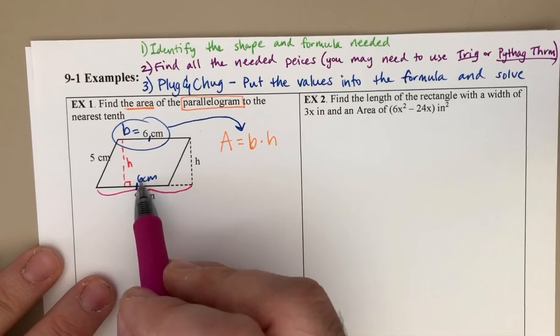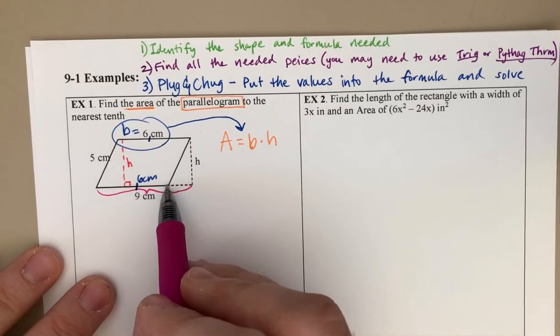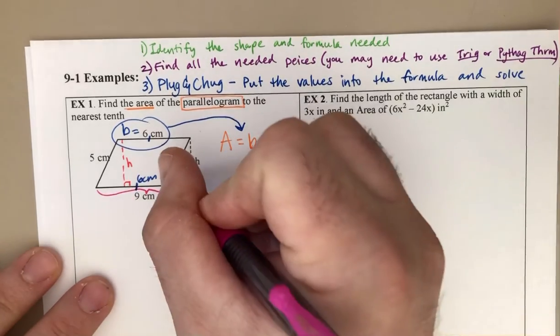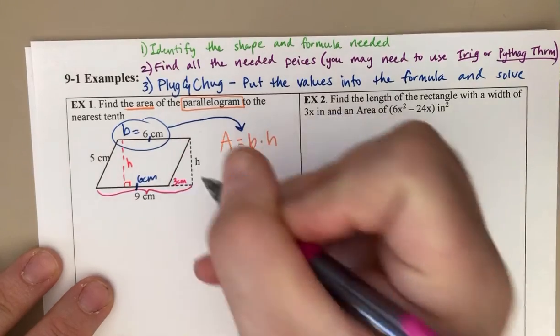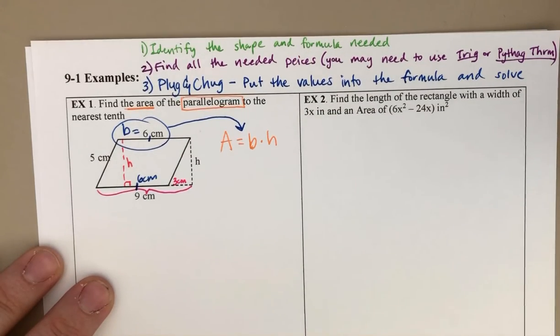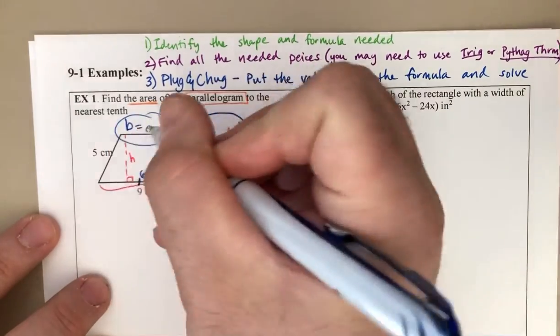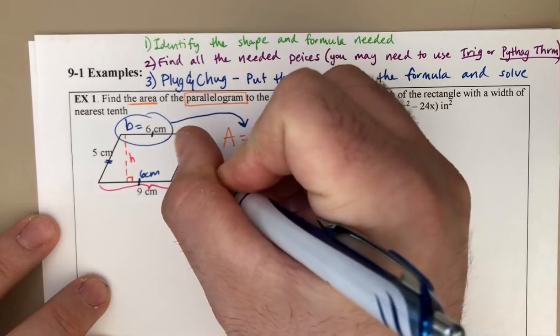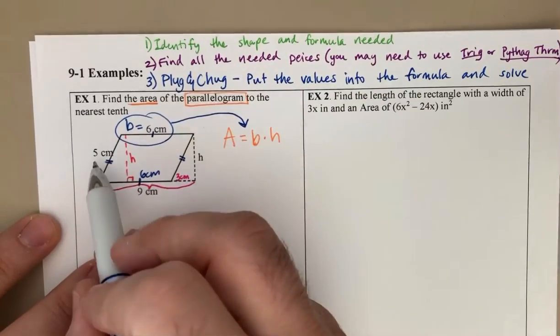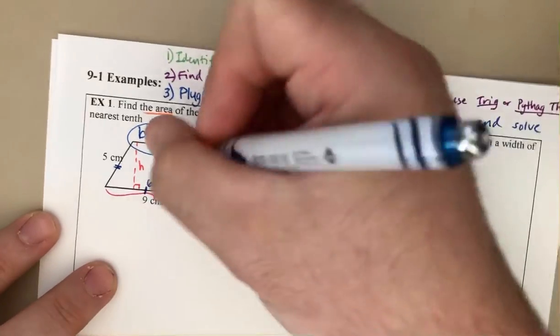Because this is 6 centimeters from here to here and 9 centimeters across the whole thing, we do know that this little piece here is 3 centimeters. That's an important piece we'll need to know. And then also, we did say again that opposite sides are congruent in parallelograms. So if that's 5 centimeters over there, then that's 5 centimeters also.